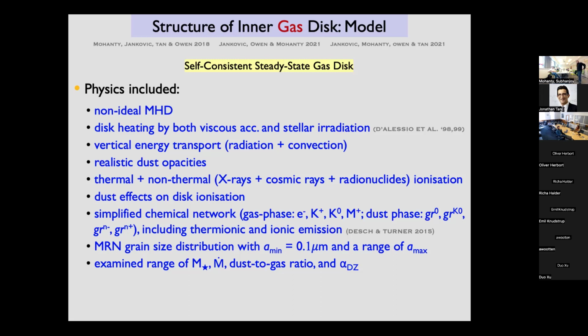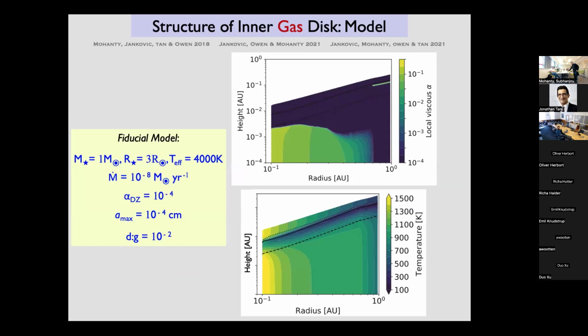radionuclides, a chemical network that accounts for alkali species, which are thermally ionized, non-alkali species, which are not, thermionic emission, charged dust grains, absorption of particles onto charged grains, etc., etc. Okay, so all the important physics, and some kind of grain size distribution as well.